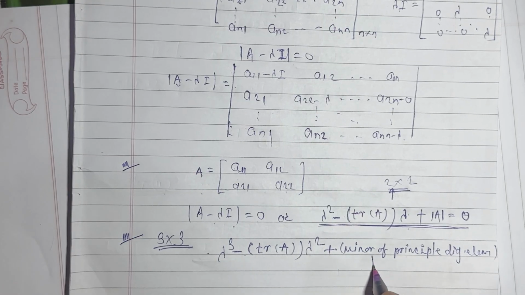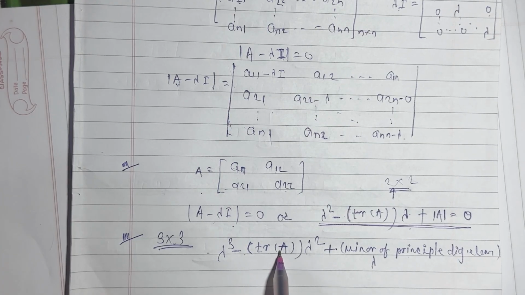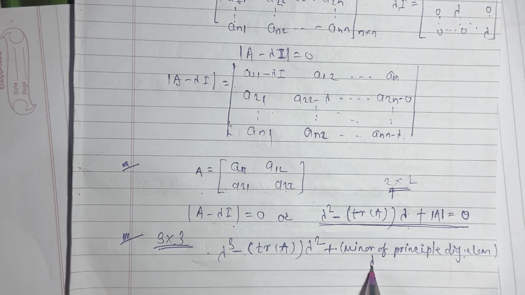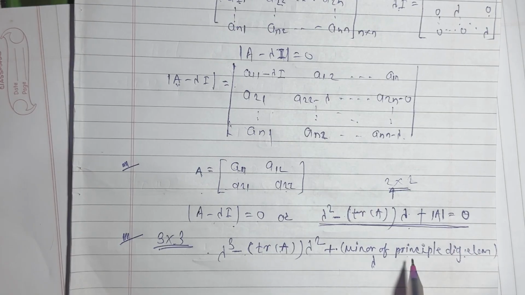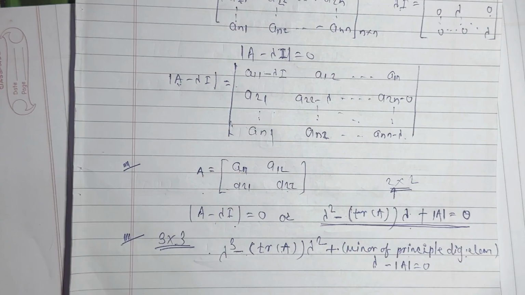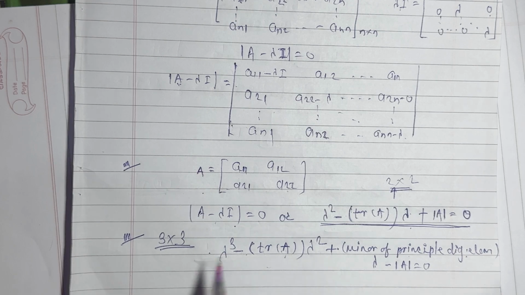After that you write lambda. Lambda cube minus trace of A into lambda square plus the sum of minors of the principal diagonal elements into lambda minus the determinant of A, which is equal to 0. So this one is the characteristic polynomial or characteristic equation for a 3 by 3 matrix. You can extend this for a 4 by 4 matrix and so on.